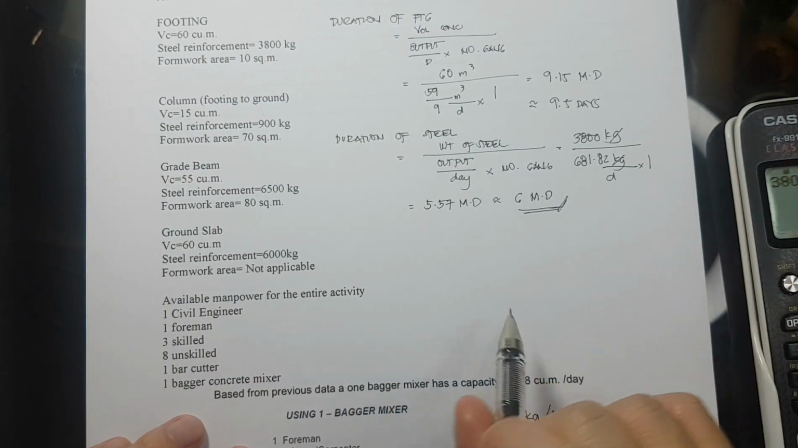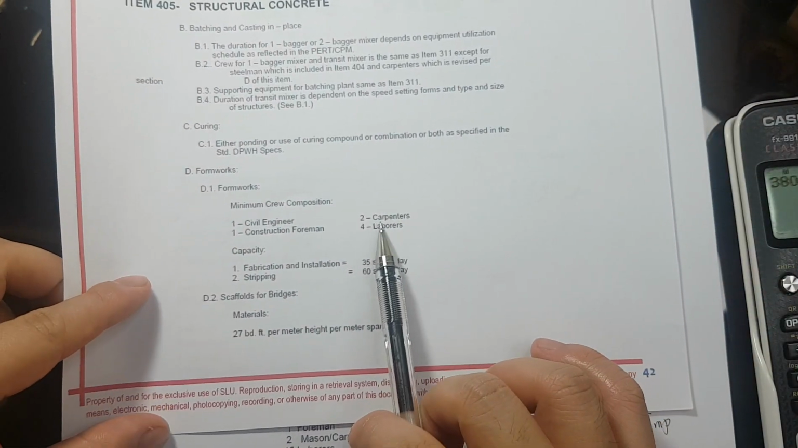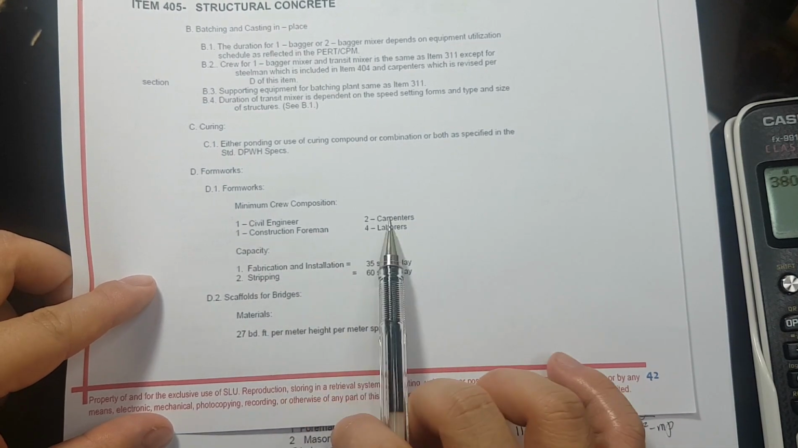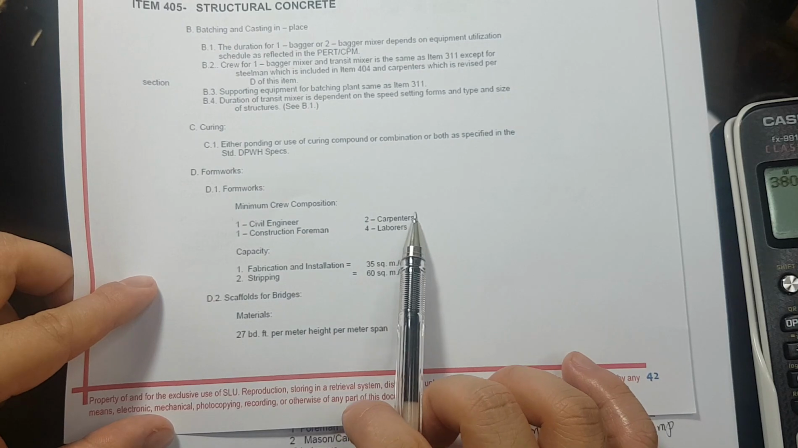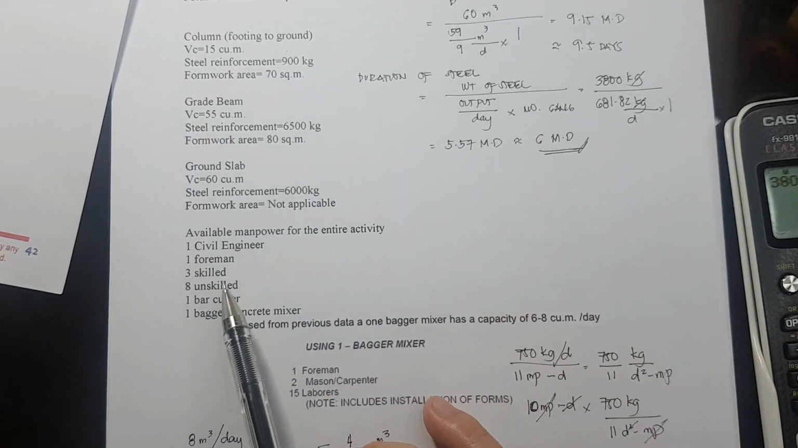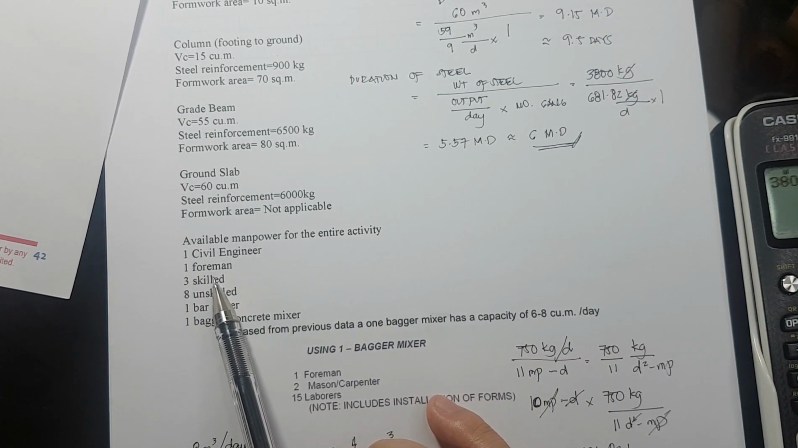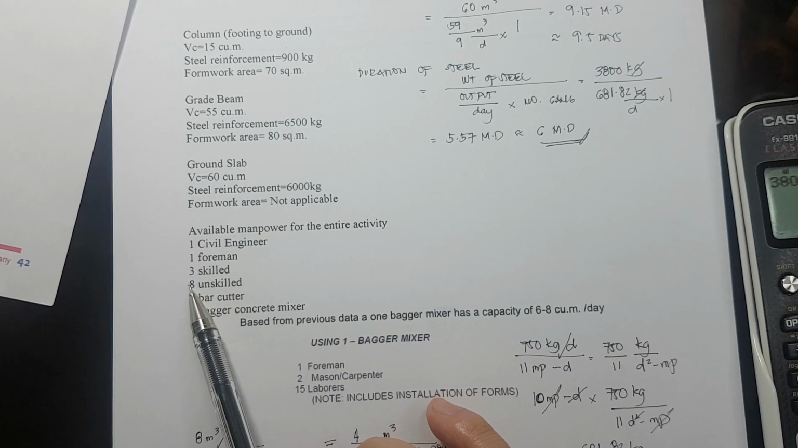Okay. Now, for the formworks, ito naman, for the formworks, we need 3 skilled, 4 labors. Okay? So, pwede na. Kasi meron tayong dalawang skilled. Actually, tatlong skilled. Kailangan lang natin si tatlo, tapos si foreman, then 4 na labors, pasok.